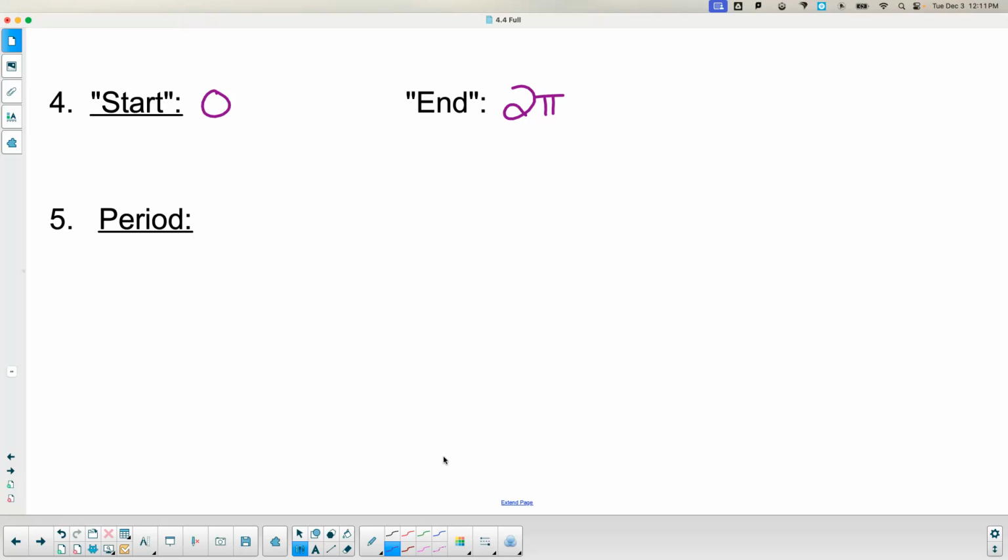Now the period, which we'll get to later today also, is going to be the length of the graph where it gets from the start to the end. So to find the value of the period, you are going to take the end value minus your start value. So 2 pi minus 0 is 2 pi.